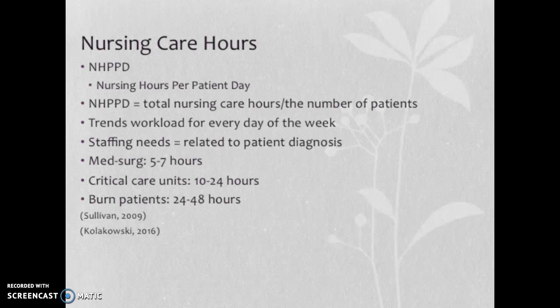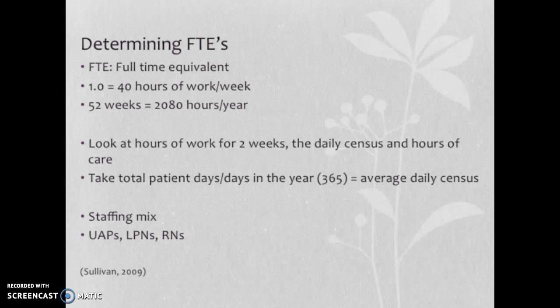So for a unit like a med-surg unit, there could be 5 to 7 hours of nursing care hours on that unit, whereas a critical care unit could be 10 to 24 hours, or a burn patient unit or something of the like could be 24 to 48 hours. Then we have to look at determining FTEs, and FTEs are full-time equivalent. So 1.0 is 40 hours of work per week. So that's 52 weeks in a year. That means 2,080 hours per year for a 1.0 FTE.